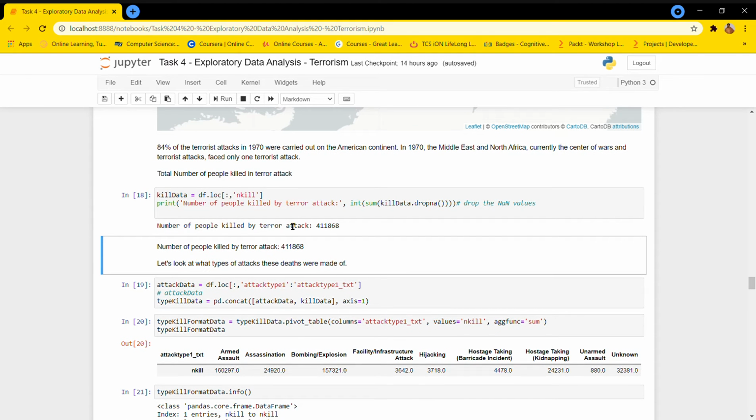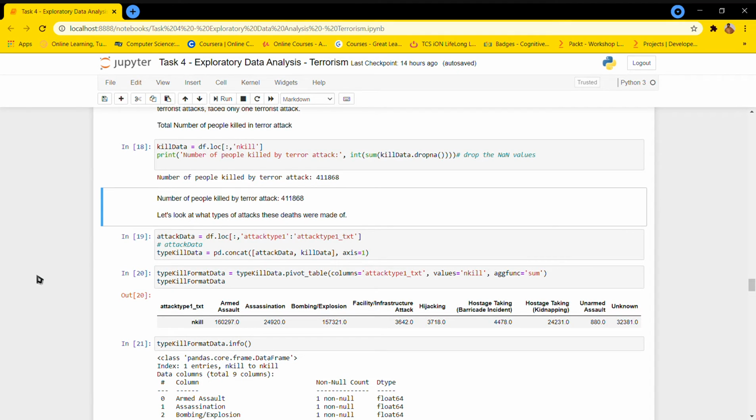Now, the total number of people killed in terror attacks. So let's find the total number of people killed. With the help of pandas, we can get it, and here's the total number of deaths in terror attacks, which is 411,868. So let's look at what types of attacks these deaths were caused by. With the help of pandas, I divided it by attack type and kills, and got the data.